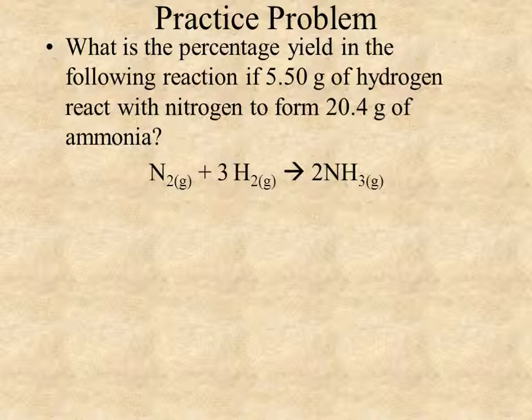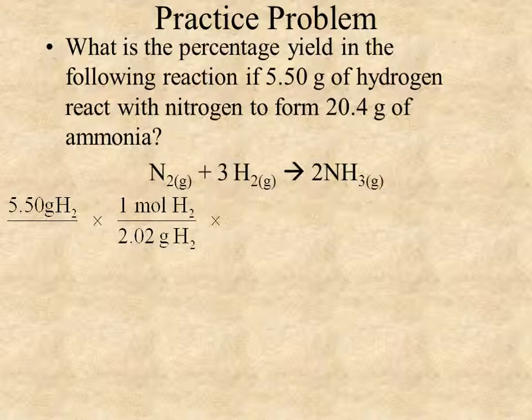And that's where the 5.50 grams of hydrogen comes in. That is going to be our starting material, and what we need to calculate is, based on 5.5 grams of hydrogen, how much ammonia, NH3, could we potentially make? So we start with the 5.50 grams of hydrogen. First step is to convert that to moles. So we use the molar mass of hydrogen, 2.02 grams per 1 mole.